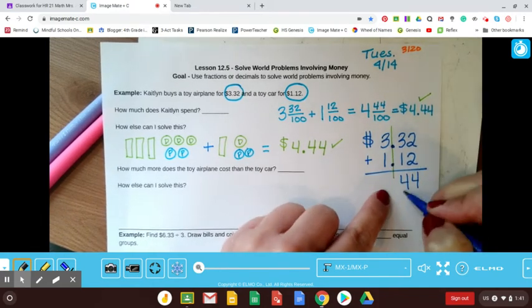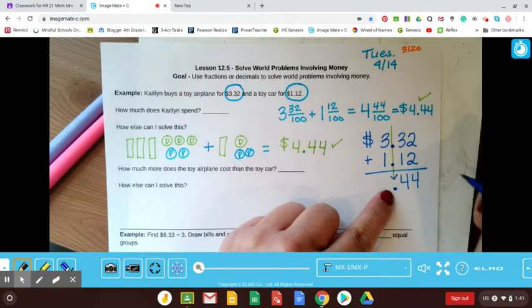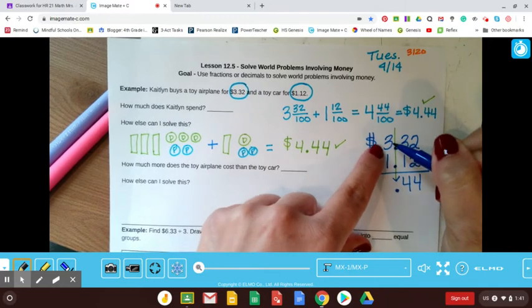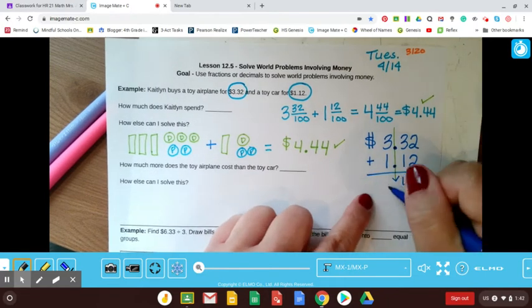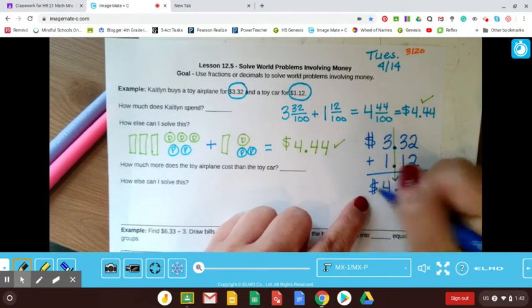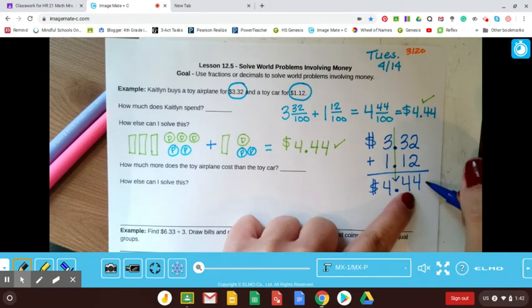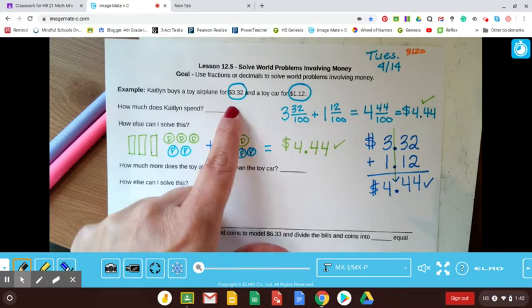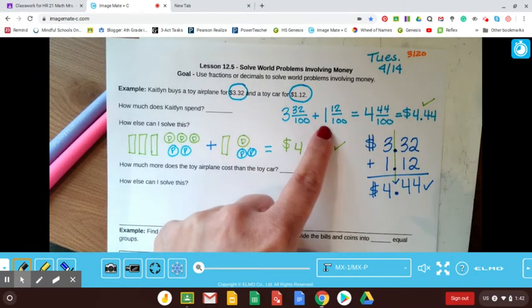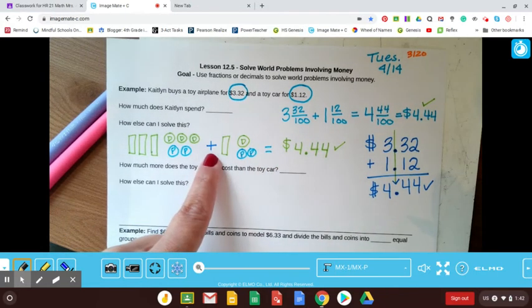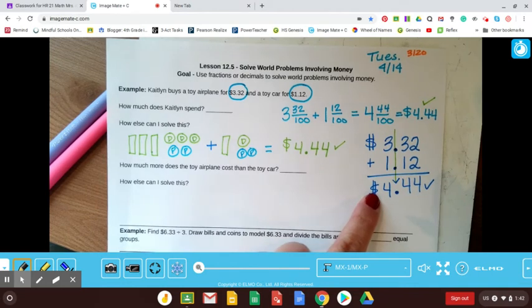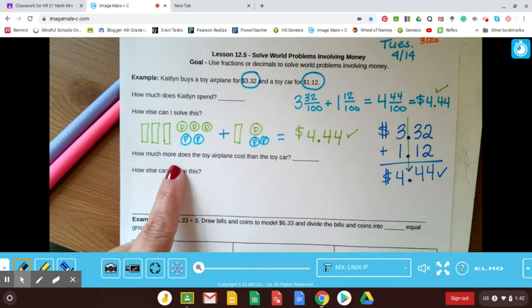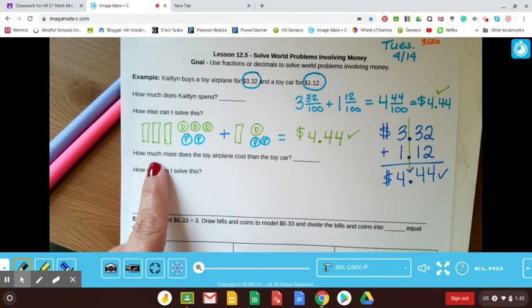This is the most critical step. We want to take that decimal point and just go all the way down with it and make sure it's nicely lined up. And now we're going to add in our ones column. 3 plus 1 is 4. We're going to label it with our dollar sign. And look at that, it checks out again. All right, so we solved that same problem 3 different ways. We used fractions, we used a model using the money, and we used the standard algorithm. All right, here's another variation of the problem, but now our operation is going to change.